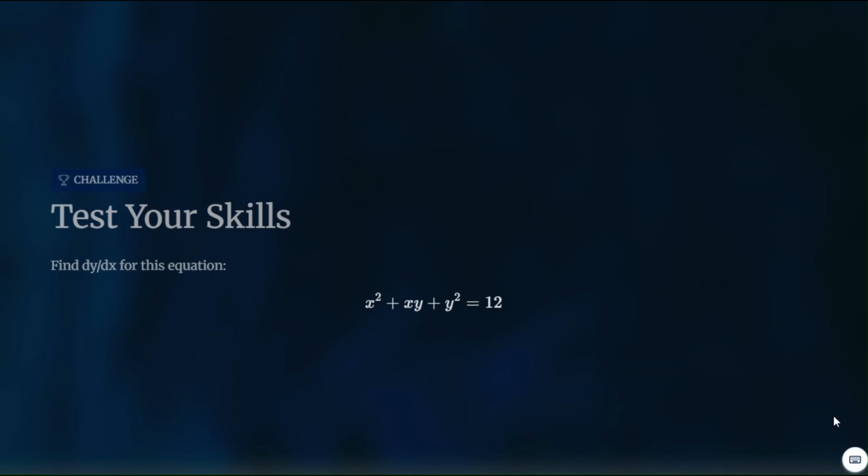Implicit differentiation is a powerful tool that opens doors to solving complex calculus problems. It lets you differentiate circles, differentiate curves that can't be solved for y, and handle real-world related rates problems. And that's what we'll cover in the next video.